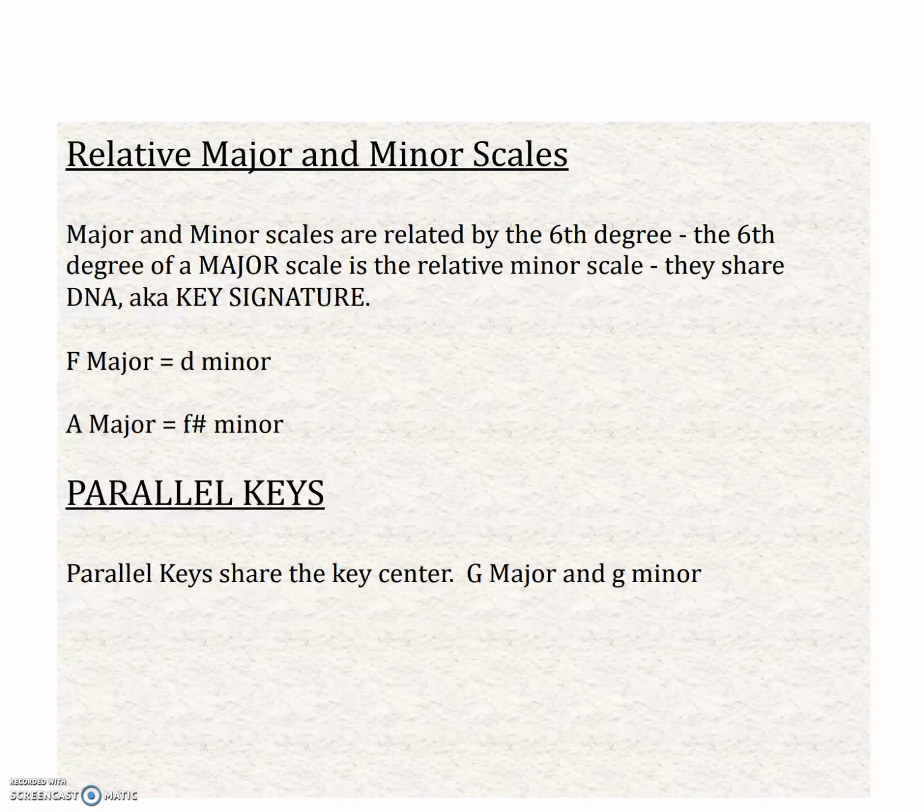There's also something called parallel keys. And parallel keys share the key center or the name. So G major, G minor. But G major has 1 sharp and G minor has 2 flats. So they are very different in terms of their DNA, but they share the same last name essentially.